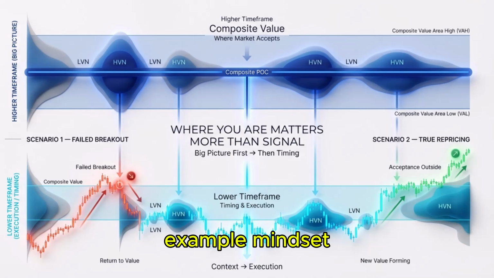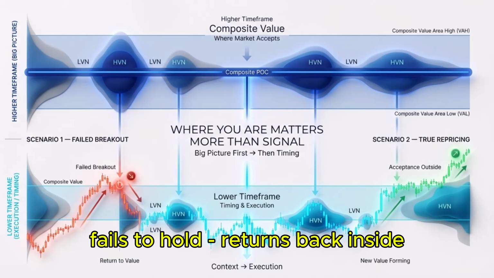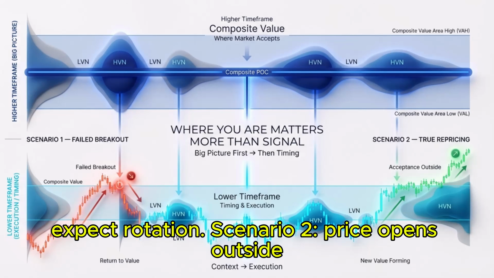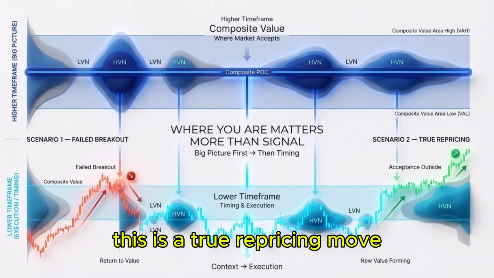Example, mindset. Scenario 1. Price opens outside a multi-day value area, fails to hold, returns back inside. High probability of a failed breakout. Expect rotation. Scenario 2. Price opens outside value, holds outside, builds volume there. This is a true repricing move.